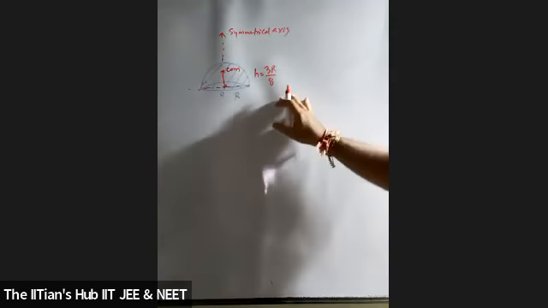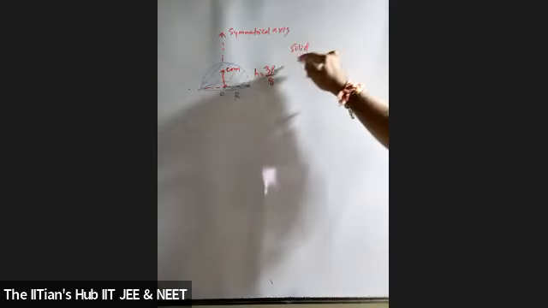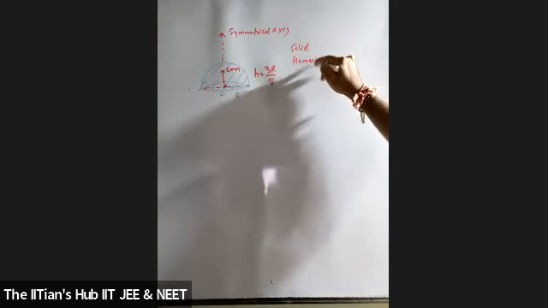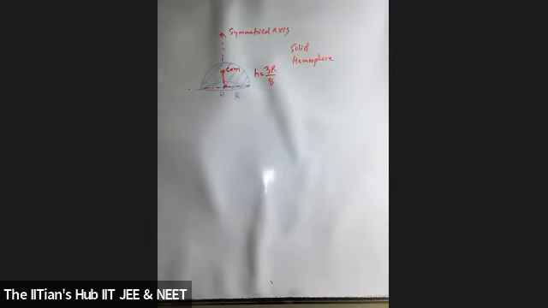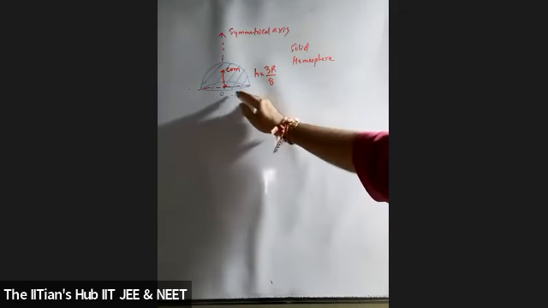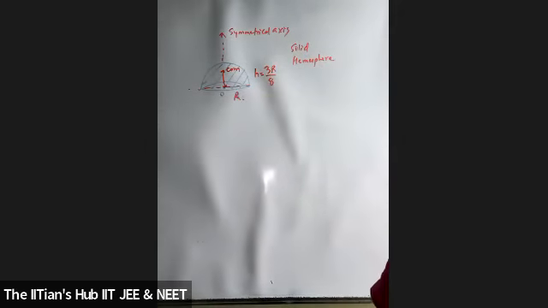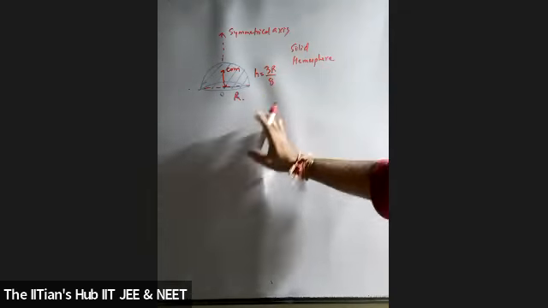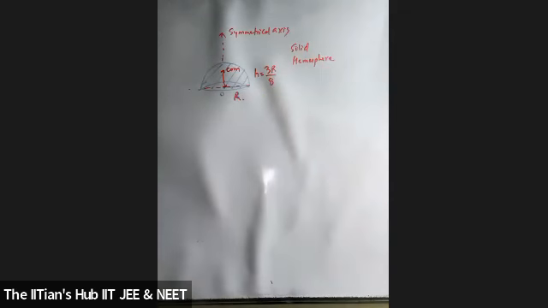axis. और ये क्या है? Solid hemisphere. Agreed? Solid hemisphere. जिसका रेडियस क्या है? कैपिटल आर. क्या ये क्लियर हुआ स्टूडेंट्स? ये भी एक फॉर्मूला ध्यान रखना स्टूडेंट्स.